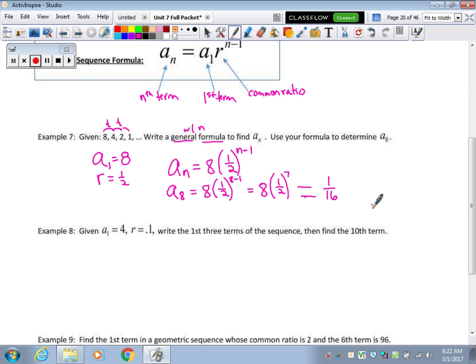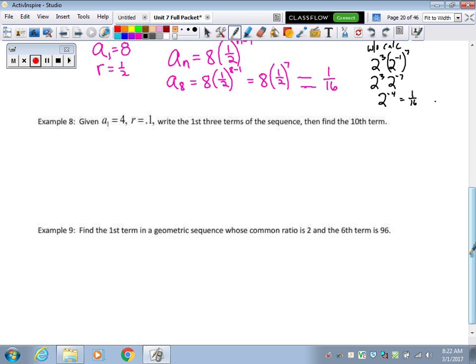And I just thought of something kind of cool, how I could have done that without my calculator. So 8 is 2 to the 3rd. Remember, this is kind of like our same basis. 8 is 2 to the 3rd, and 1/2 is 2 to the -1, to the 7th. So that's 2 to the third, 2 to the negative 7, so 2 to the negative 4, 1 over 16. Okay, but you can use your calculator. I just thought that was cool. But then again, I think math is cool.